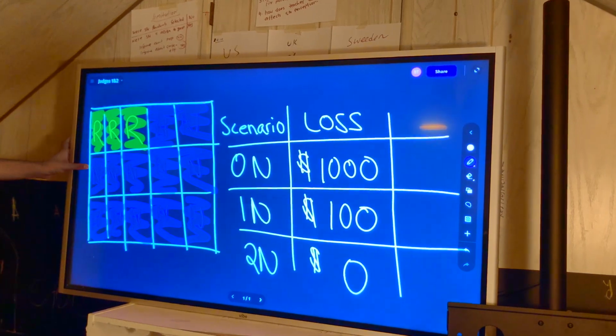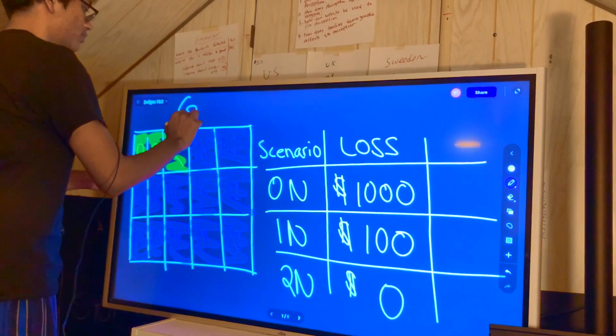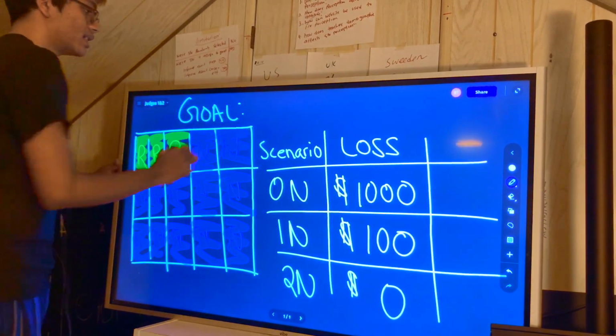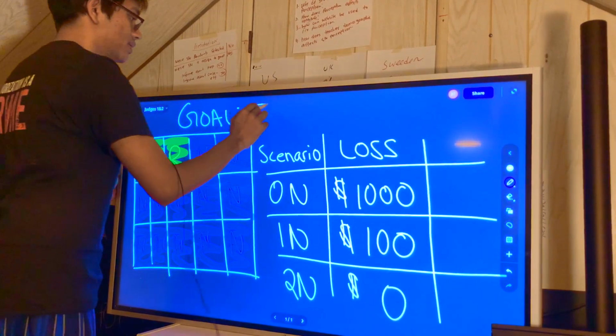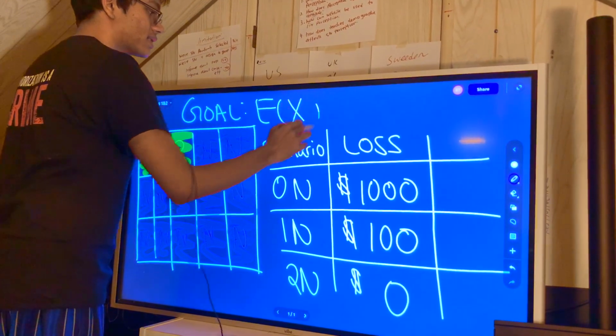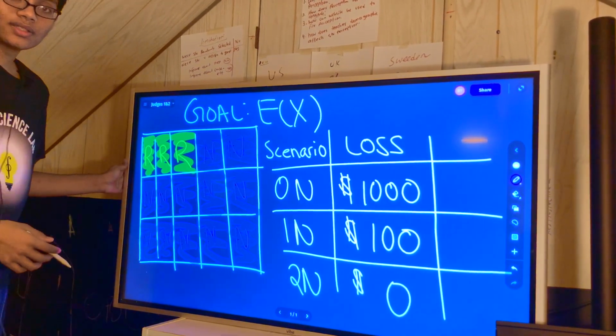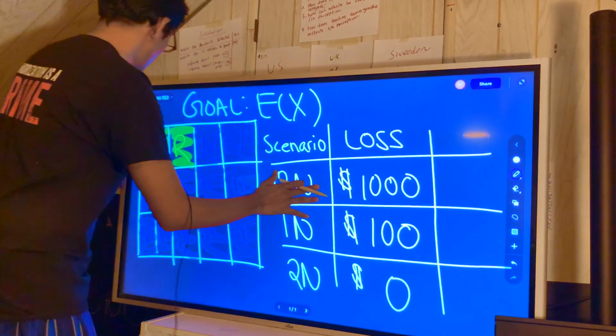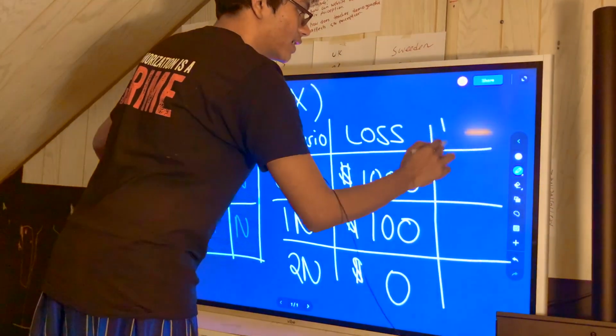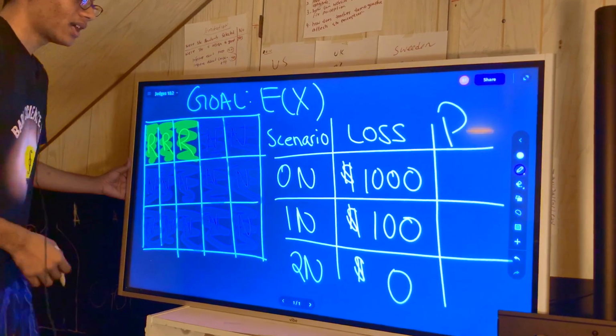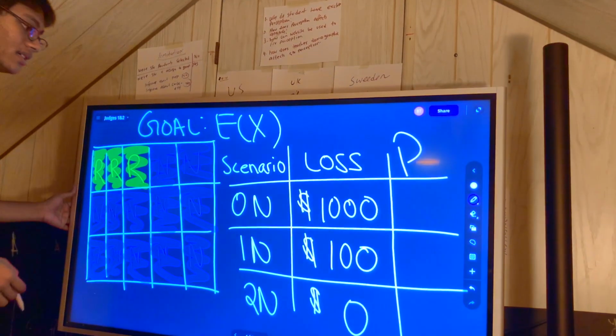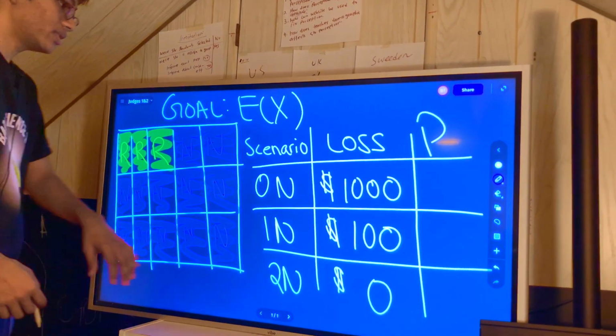Now our goal is to find, what is our goal? Our goal is to determine the expected value of your loss. How much will you lose on average? So to answer that question, we have to find the probability of each of these three scenarios. So how do we do that?